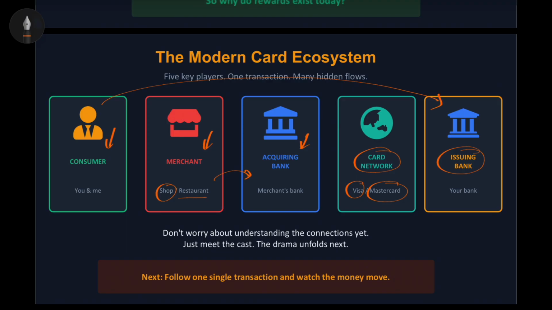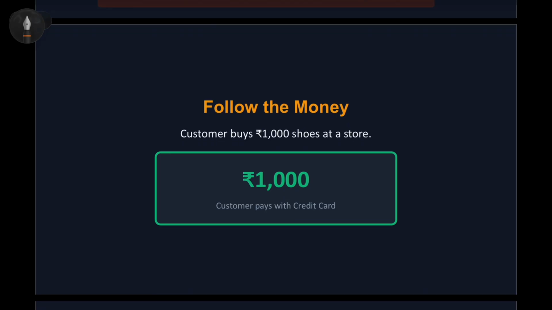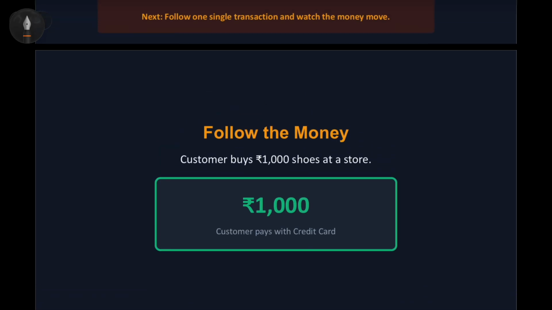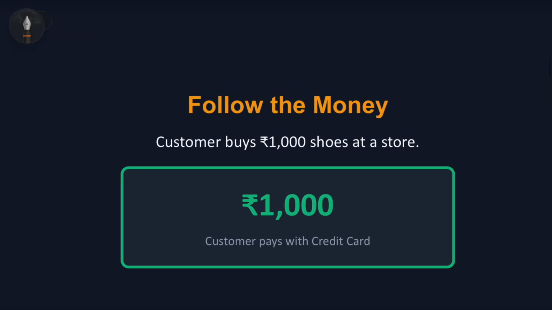You don't have to figure out the connections yet. We'll just slowly and gradually pick each one of them and understand what is actually happening, right? Now let's go to the first step. We'll follow the money step by step.